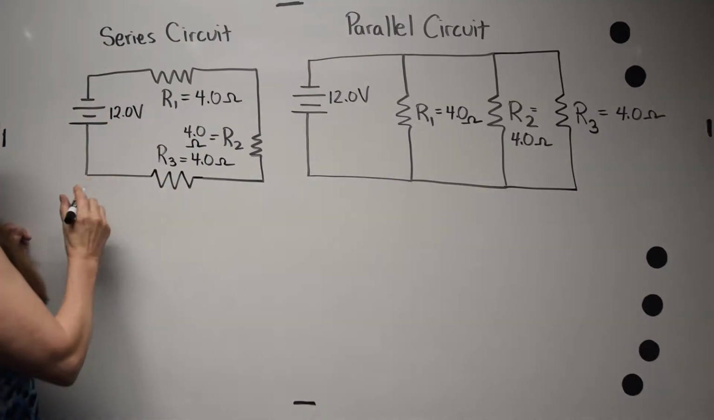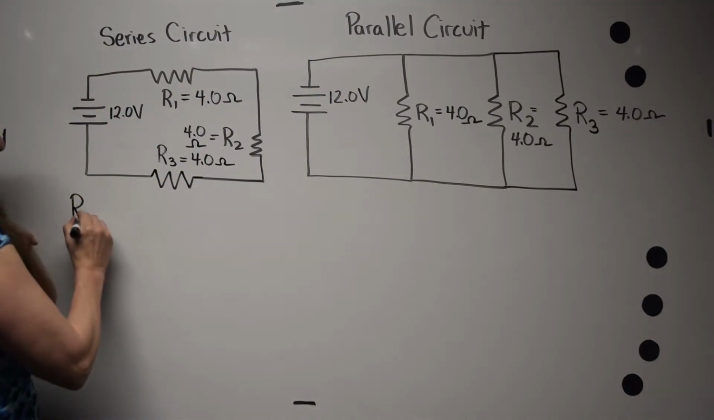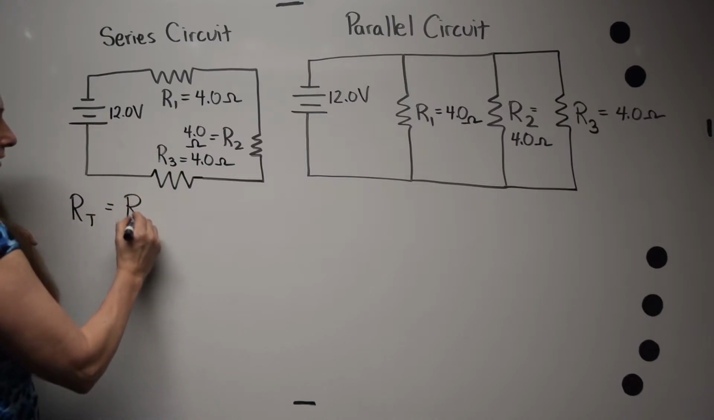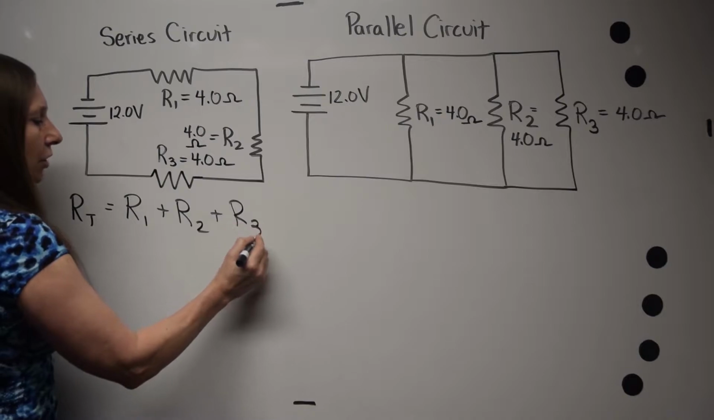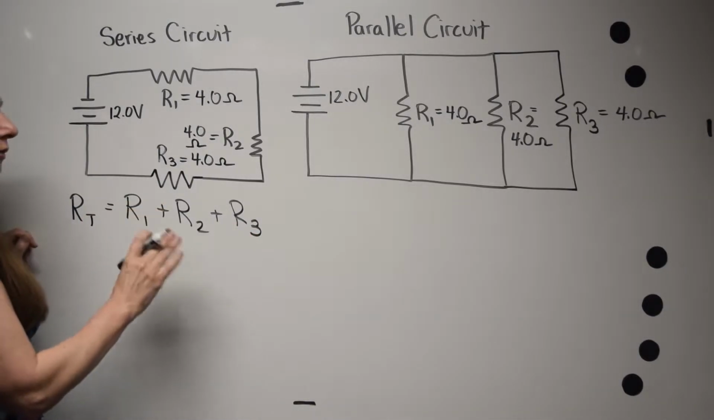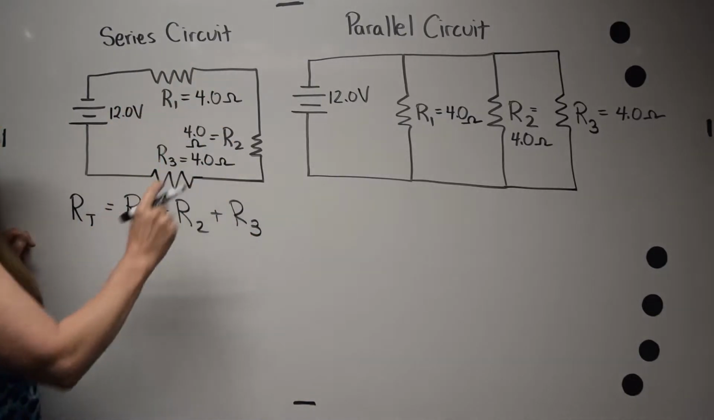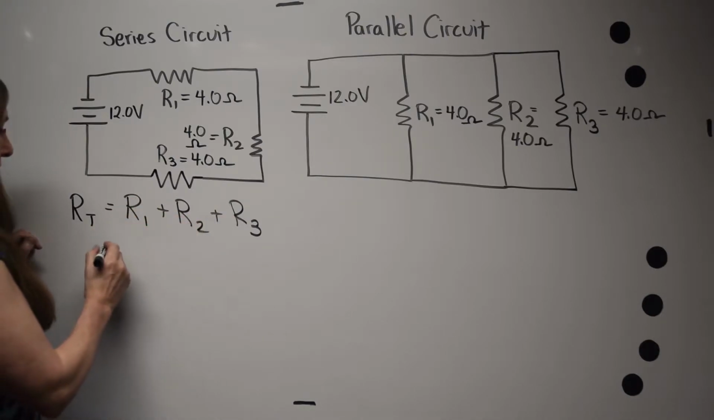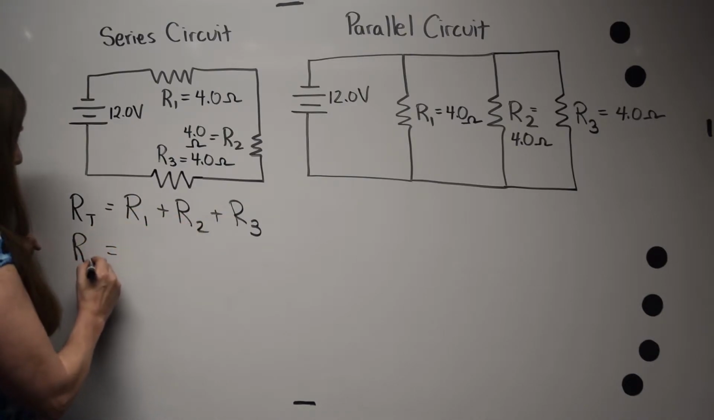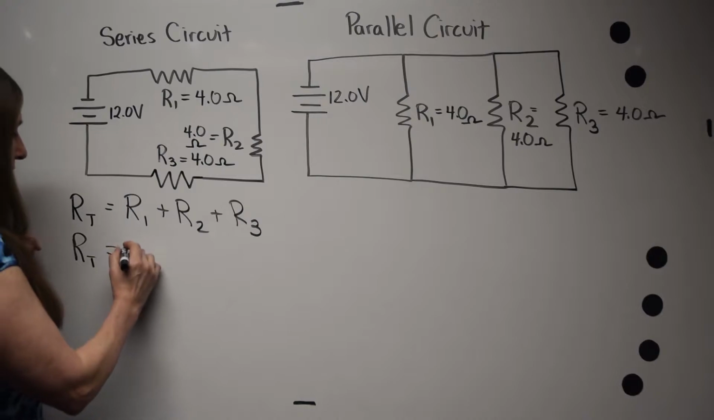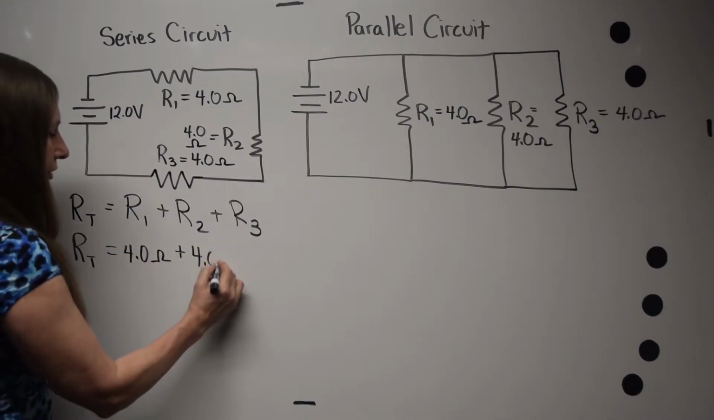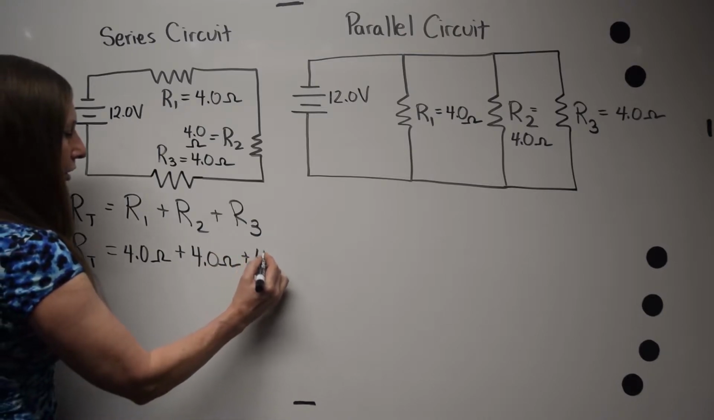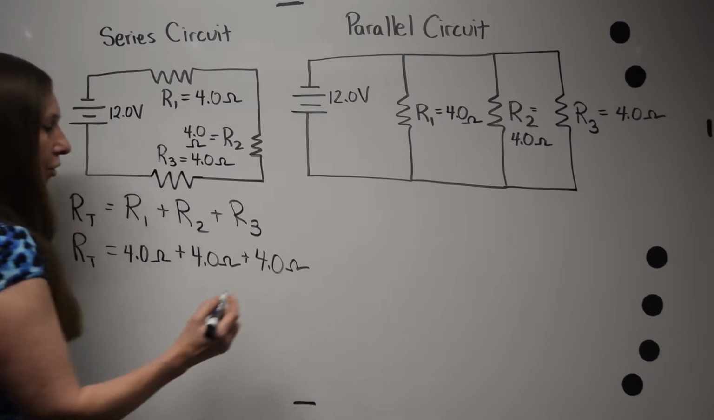The total resistance, R total, for a series circuit is going to be R1 plus R2 plus R3. You add up all of the resistors. There are 3 resistors here, so it's R1, R2, and R3. All right, so now let's start plugging in. R total equals R1, which is 4 ohms. R2 is 4 ohms. R3 is also 4 ohms.